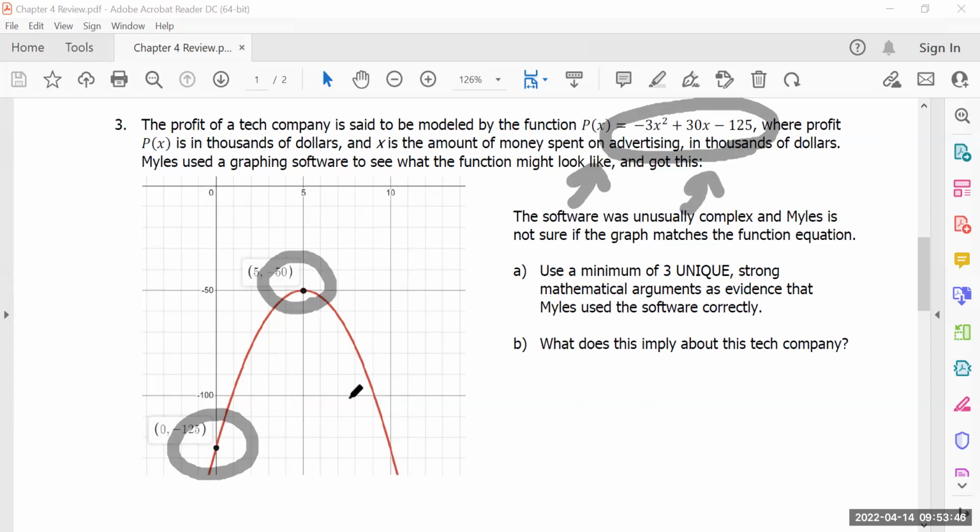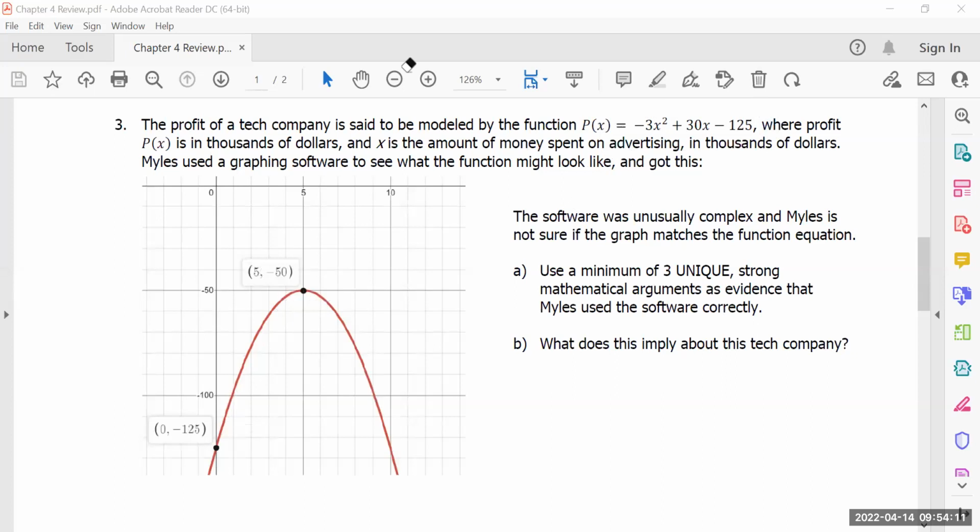A third argument is, what about the x-intercepts? I'm not quite sure what the x-intercepts are, but judging from the axes, it does look like a 1 and a 9. I could be wrong, but maybe we can use the quadratic formula to see if x equals 1 and 9 when the y value is 0. Okay, so let's try it. I'm going to switch back to my whiteboard.